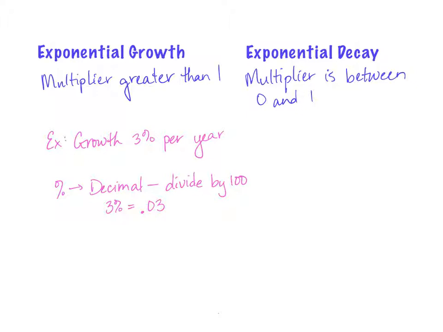So if we're growing, back to our example, we have our initial 100% that we start with, plus our 3% that it grows. What that tells us is we have 103% of what we had the year before. So to change that into a decimal, we divide the 103 by 100 and we get 1.03. So that would be our multiplier in that particular case.